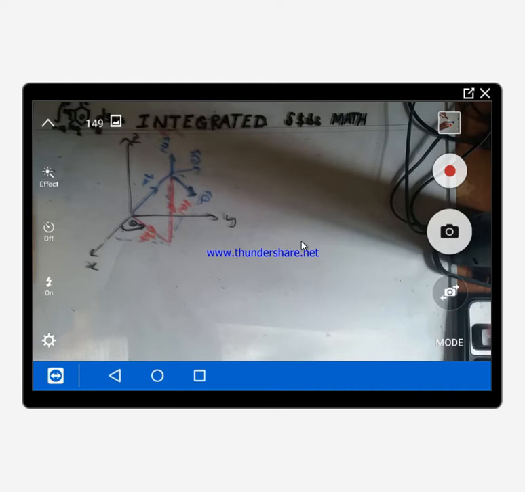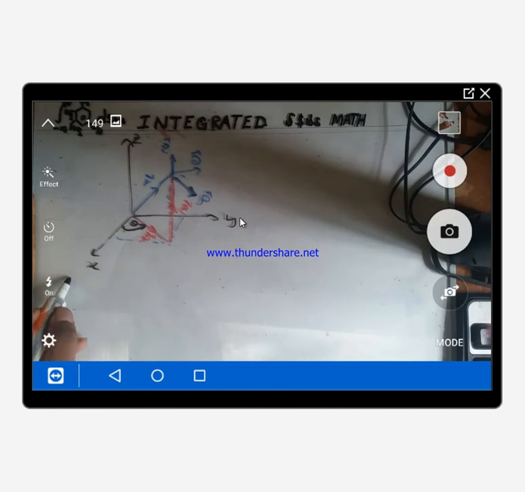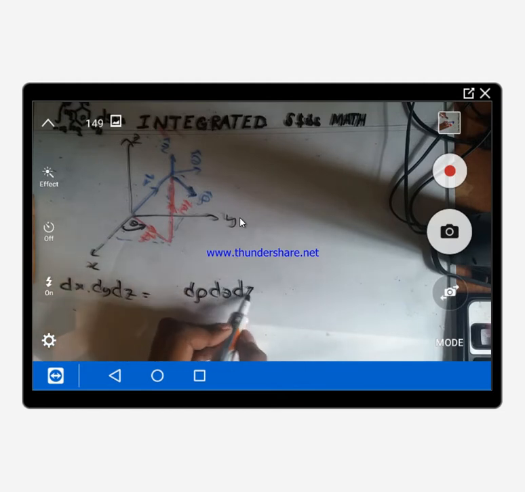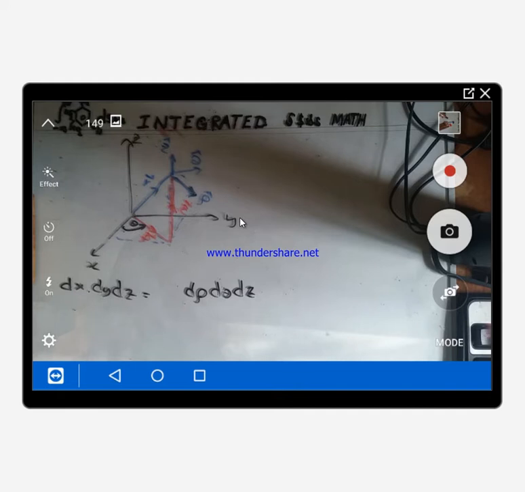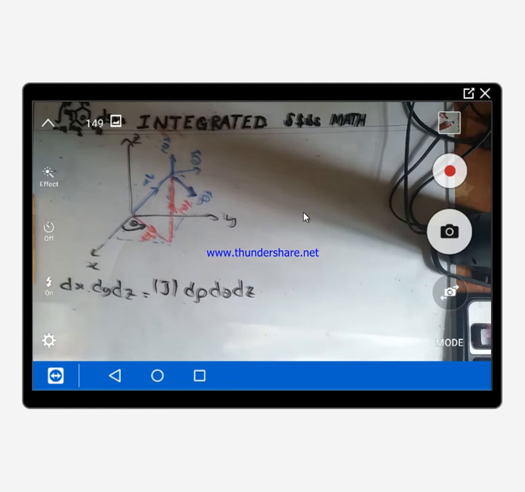The very first thing we need to know is the relationship between these six quantities. When you are dealing with triple integrals, you need to know the relationship between dx, dy, dz, and d rho, d theta, dz. dx dy dz is equal to the determinant of the Jacobian matrix times d rho d theta dz. Let me show you what the Jacobian matrix is.